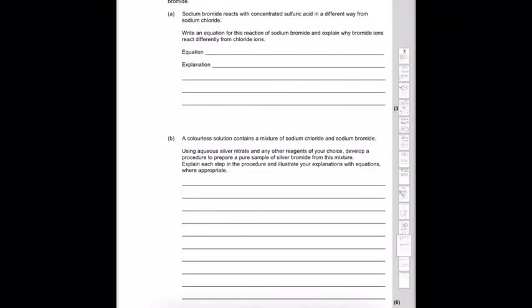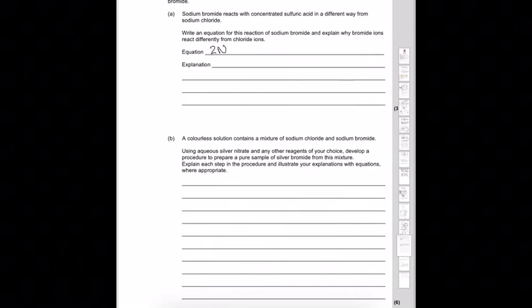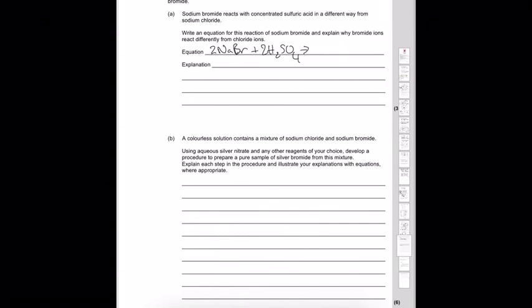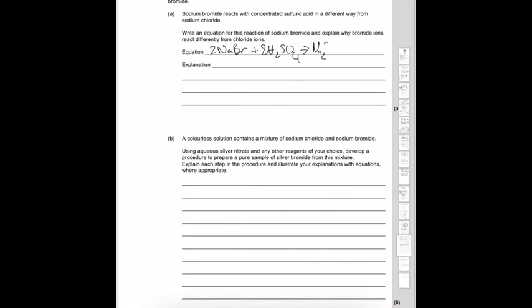Right, next question. Sodium bromide reacts with concentrated sulfuric acid. Tricky equation, okay, because you get two sorts of reactions. You get an acid base, and you get the redox reaction. Whereas sodium chloride, you only get the acid-base reaction.